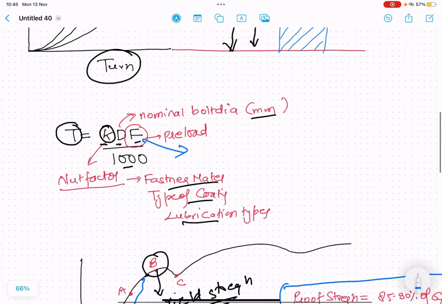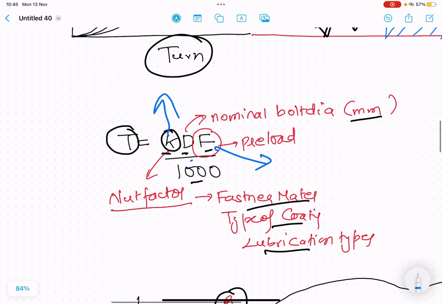Now you have everything. You have the K value, you have the d value, you have the F value. You can easily calculate the torque that you have to provide to the bolt for the tightening purpose.